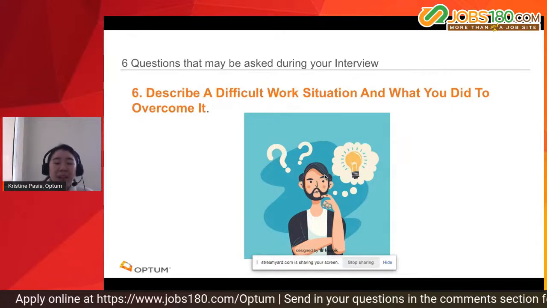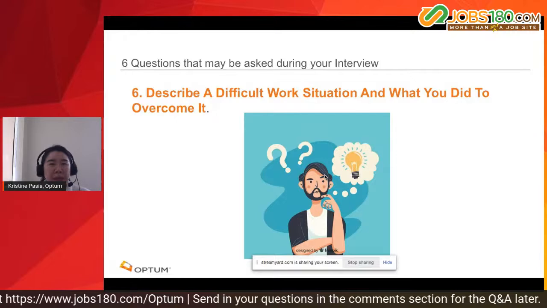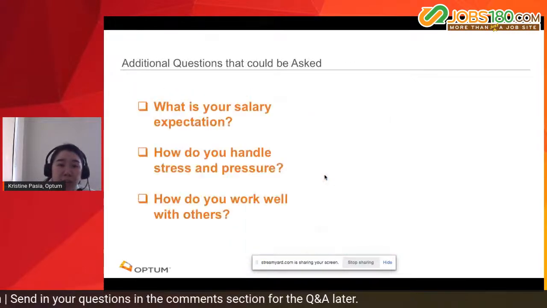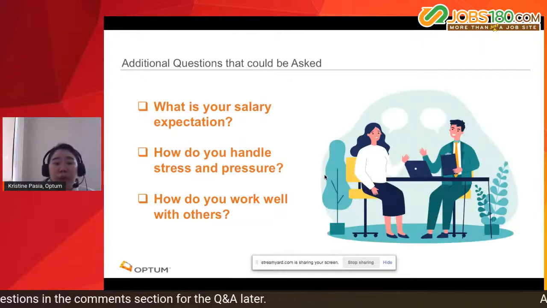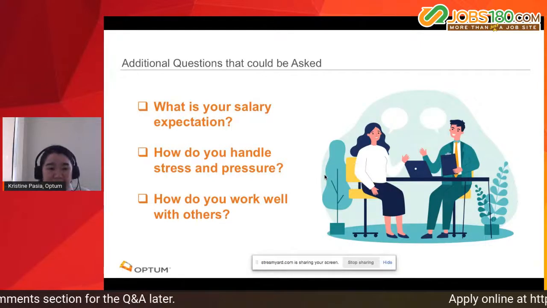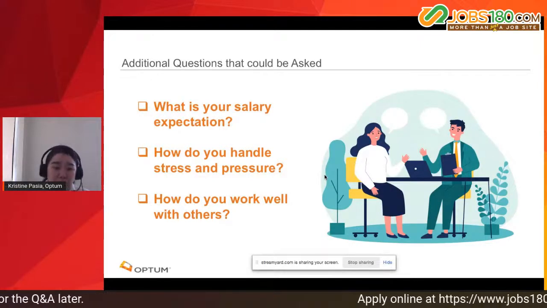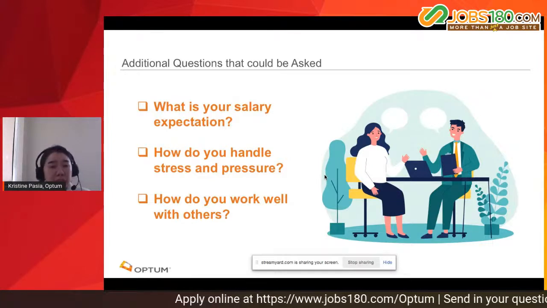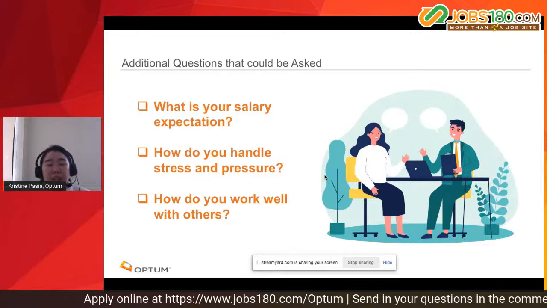Okay. Now, those are certain questions that could be asked during your interview. And I just want you guys to remember that additional questions could be asked, such as what is your expected salary? How do you handle stress or pressure? And how do you work well with others? So these questions, let's say, what is your salary expectation?